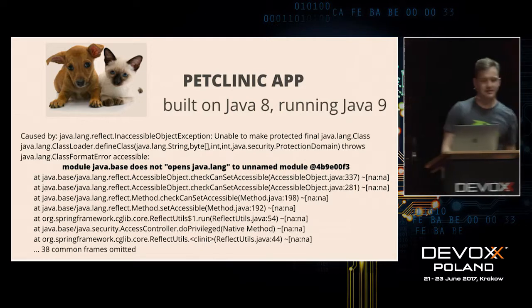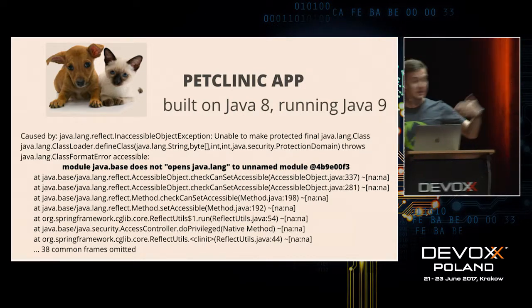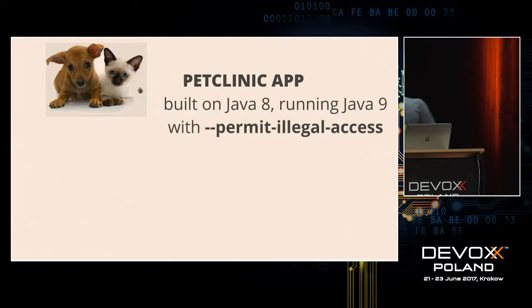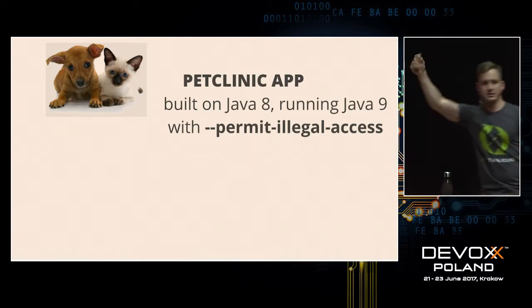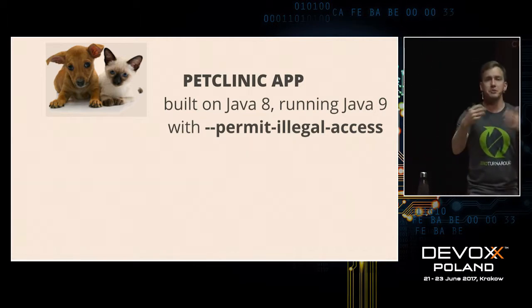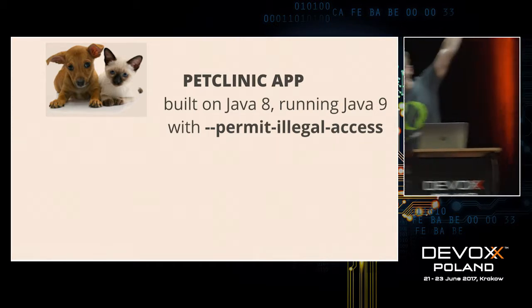Okay, the access violation. What we need to do is allow the illegal access. We use the permit option, --illegal-access=permit, which is not yet merged into OpenJDK, and we run this. Who thinks it works?